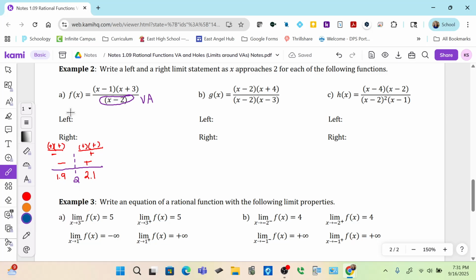So let's write our limit statements. On the left side, we're going to have the limit as x approaches 2 from the left of f of x is going to equal, on the left side it shows a negative, is going to equal negative infinity.